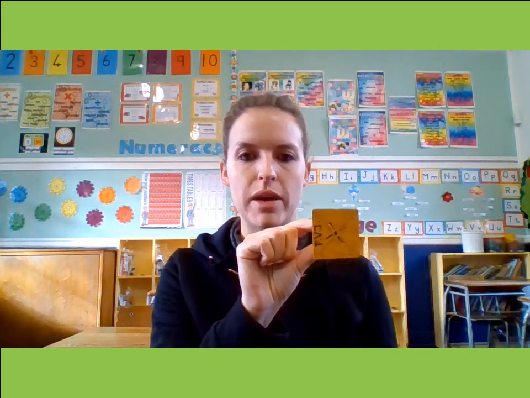Our square-based pyramid. 1, 2, 3, 4, 5. So our square-based pyramid has 5 flat faces. And our triangular prism. 1, 2, 3, 4, 5. There are 5 flat faces on a triangular prism.